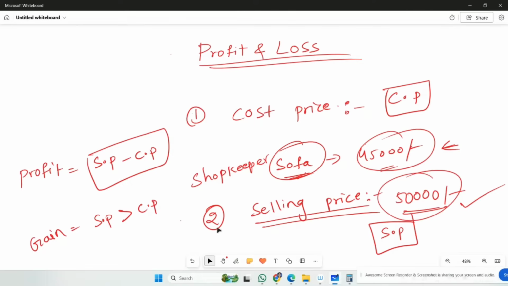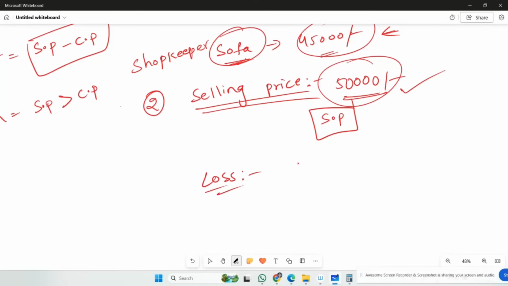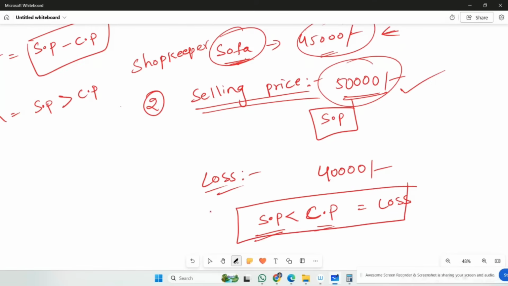Okay, so let's see the next term, loss. Loss means the same sofa set, he bought it for 45,000 but sold it for, let's say, 40,000. He sold it for 40,000. Now he got a loss because selling price is lesser than cost price. So when the selling price is lesser than the cost price, we say it is a loss. When selling price is greater than cost price, we say it is profit.